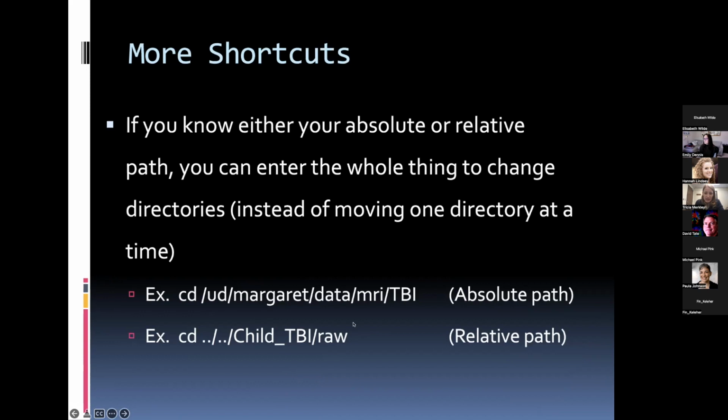Or, as shown in the second example, the relative path would be to CD up one directory, up one more directory, then go down into this child TBI directory, and then go into the raw directory from there. That would be an example of a relative path from where you're starting from. You could also just type in the full absolute path if you happen to know that. So if you knew that you wanted to get into this TBI directory, and you just happen to know the full path, you could enter that in to go directly there from wherever you're starting from.